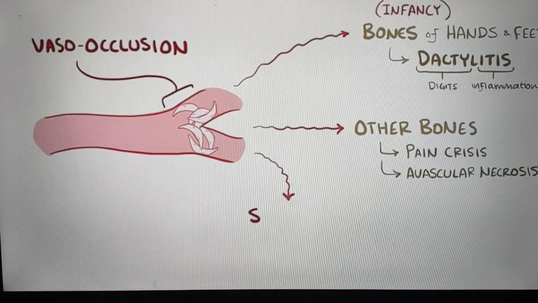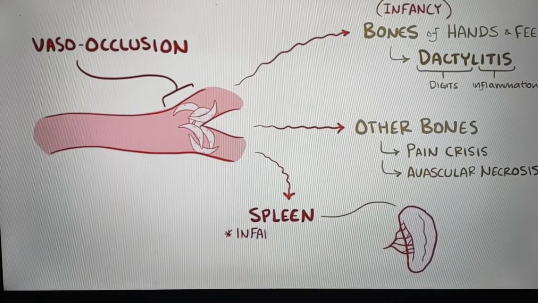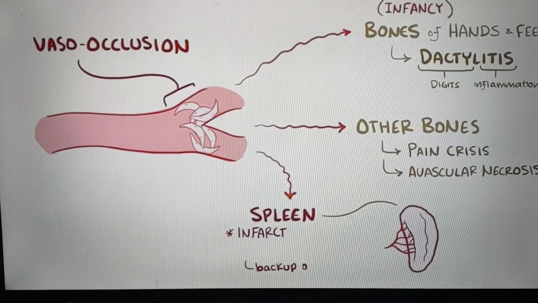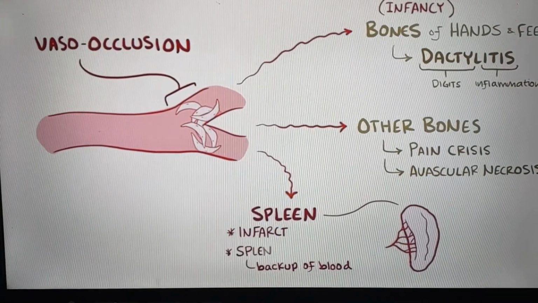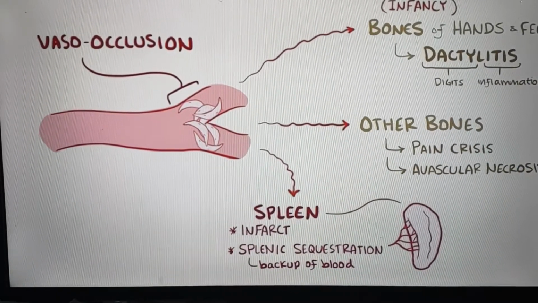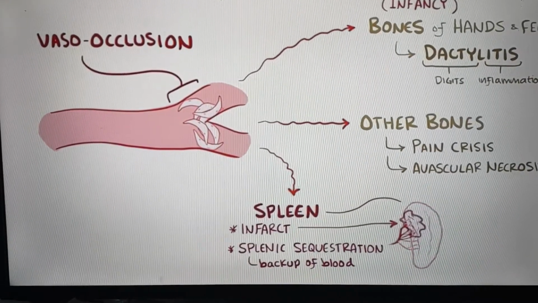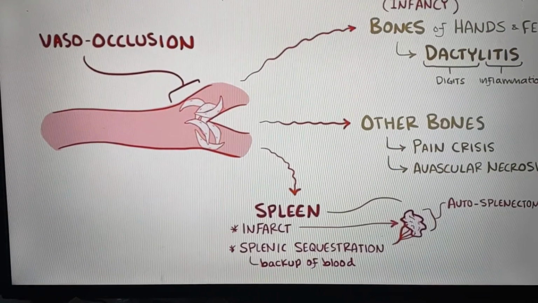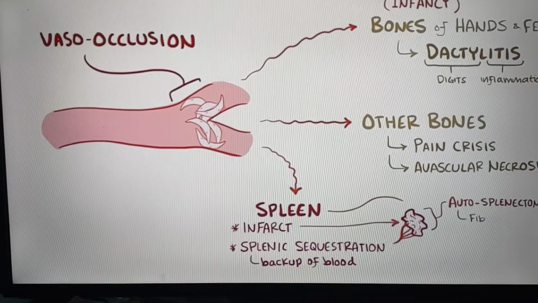Red blood cells can also clog up the spleen, which can lead to an infarct of the spleen as well as an enormous backup of blood in the spleen, called splenic sequestration, a life-threatening complication. Over time, splenic infarcts can lead to autosplenectomy, where the spleen scars down in fibrosis to basically nothing.